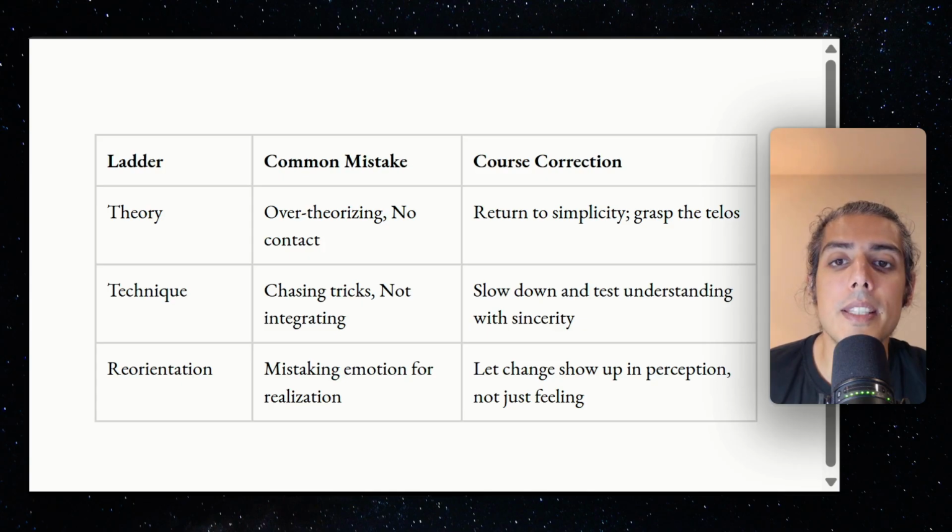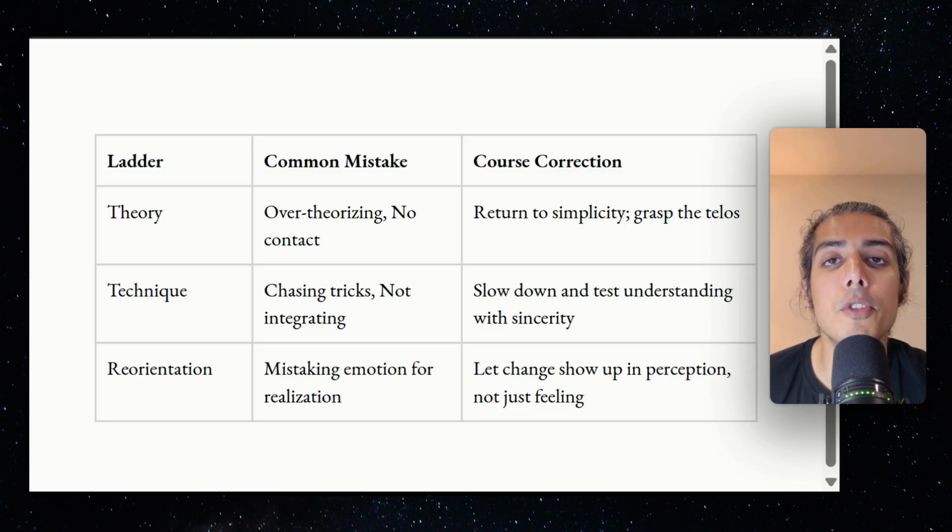So these are the basic ideas we discussed in this lecture. On the theory ladder, the common mistake is over-theorizing with no contact. Course correction is return to simplicity and grasp the objective, the aim, the telos. In technique, the common mistake is chasing tricks and not integrating the understanding, not being grounded in one's understanding. Slow down and test your understanding with sincerity and train properly in counseling work. And psychoanalytic, proper Jyotish needs to work properly.